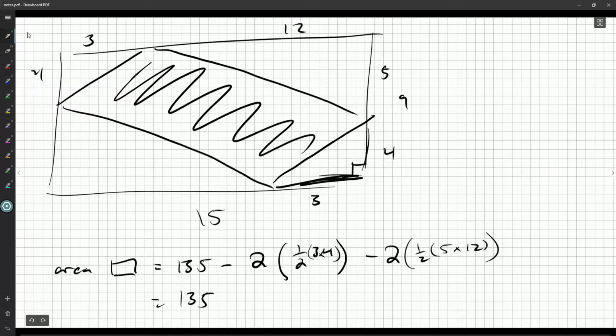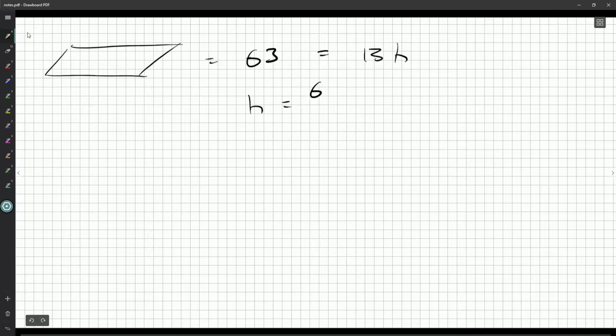So we take the whole area. The 2's and the halves can cancel out. So minus 12, and 5 times 12 is 60. So 135 minus 72, 63 is the area of my parallelogram. Okay? But then what did we say? Area of the parallelogram is 63, but that's 13h. So now I know the height is 63 over 13, and sadly this isn't a nice, neat integer.